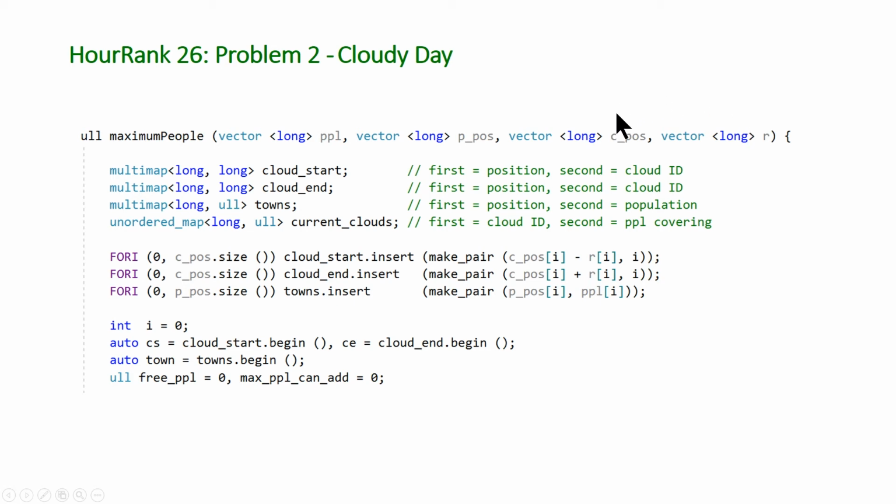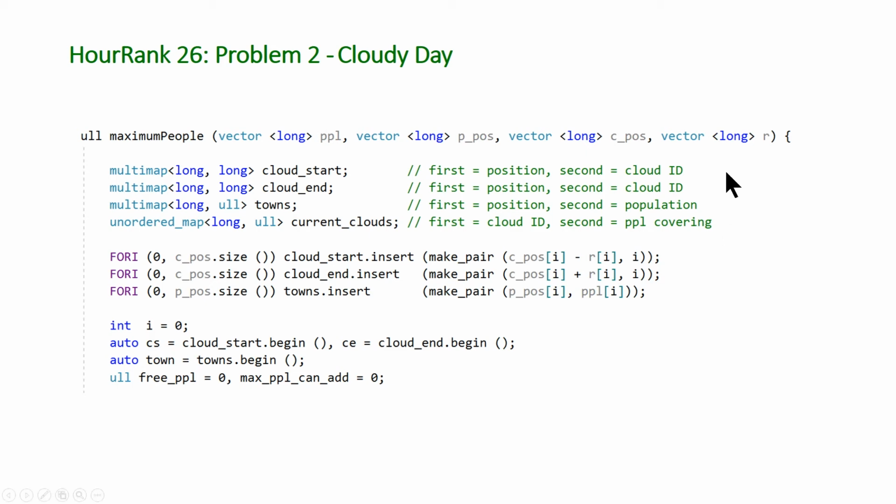So if we're given a cloud is at position 5 and the corresponding range is 1, that means the cloud exists from position 4 to position 6 inclusive. And so at the top of our function here, we are declaring 3 multi-maps and 1 unordered map. So we discussed the unordered map. That's keeping track of our cloud IDs that we're currently underneath and the number of people that exist only under that cloud while there's only one cloud.